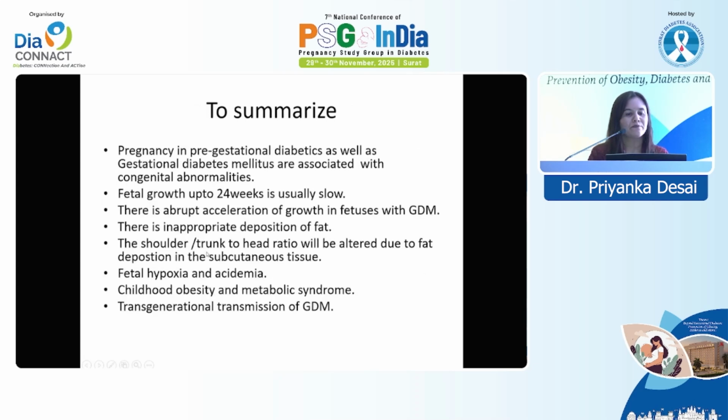So to summarize, pregnancy in a pre-gestational diabetic as well as gestational diabetics are associated with congenital abnormalities. Fetal growth up to 24 weeks is usually slow. There is an abrupt acceleration of growth in fetuses with GDM. There is inappropriate deposition of fat. The shoulder to trunk to head ratio will be altered due to abnormal fat deposition in the subcutaneous tissues. Fetal hypoxia and acidemia can occur. There is an increased risk of childhood obesity and metabolic syndrome, and also a transgenerational transmission of GDM.